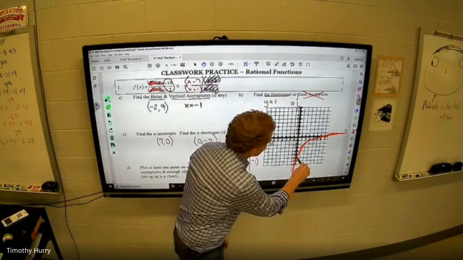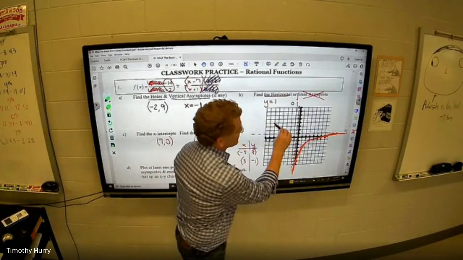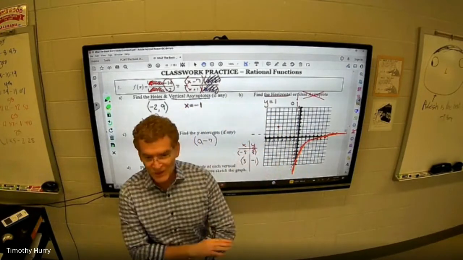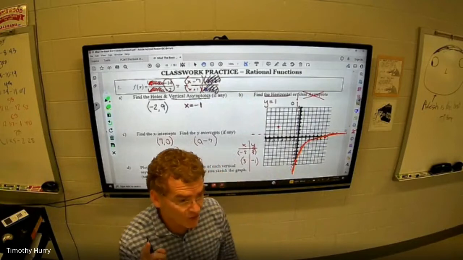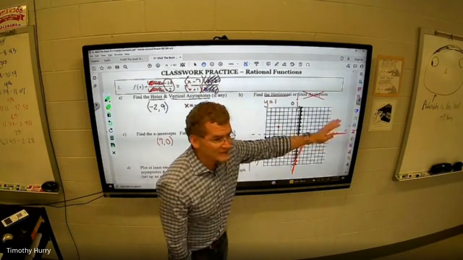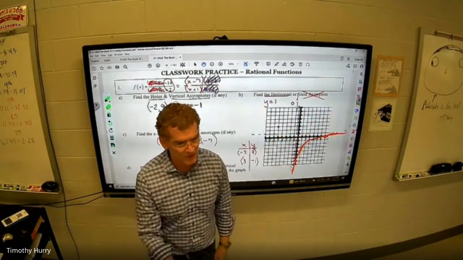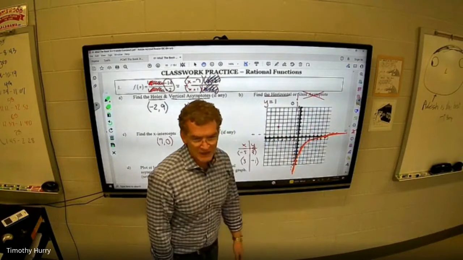Also, why can't I cross over the vertical and just connect in with that point? You can't cross verticals. I can cross horizontals. I can cross slants, but I never can cross verticals. So that's the only thing on the right side.